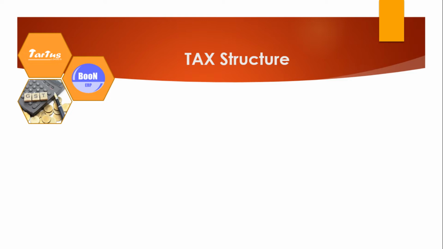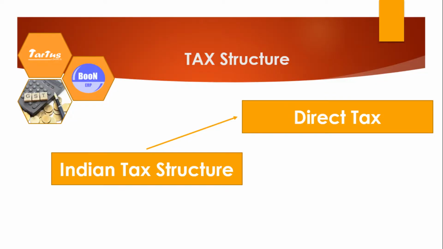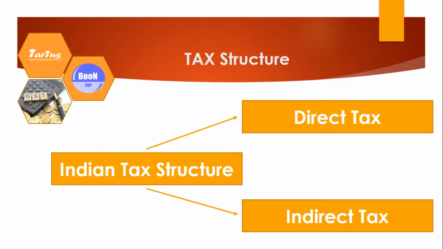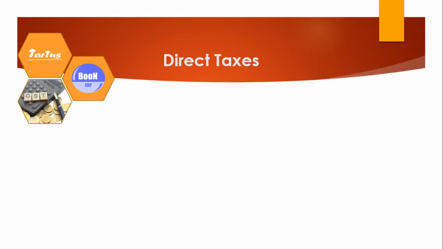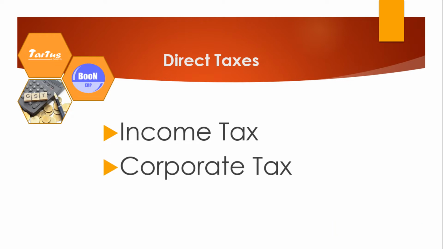Let us now look at the tax structure followed in India. There are two types of tax structure in India. They are direct tax and indirect tax. Now let us look at what direct tax is. As per definition, direct tax is a type of tax where the incidence and impact of taxation fall on the same entity. Examples of direct taxes are income tax, corporate tax, wealth tax, etc.